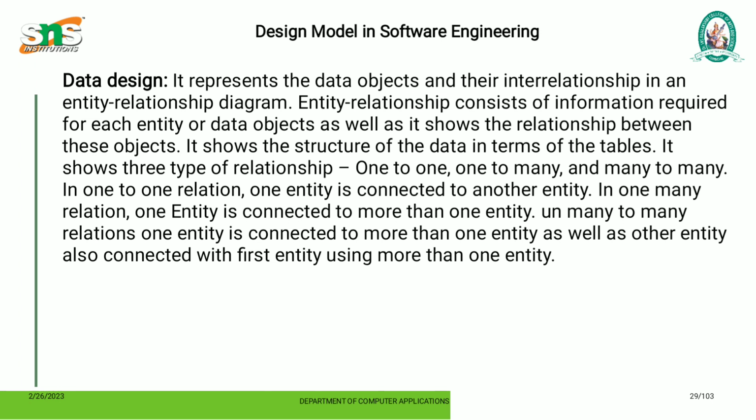In a one to one relationship, one entity is connected to another entity. In a one to many relationship, one entity is connected to more than one entity, and in a many to many relationship, one entity is connected to many entities.